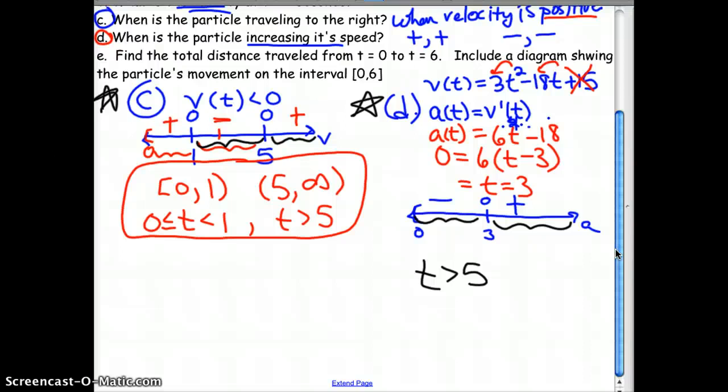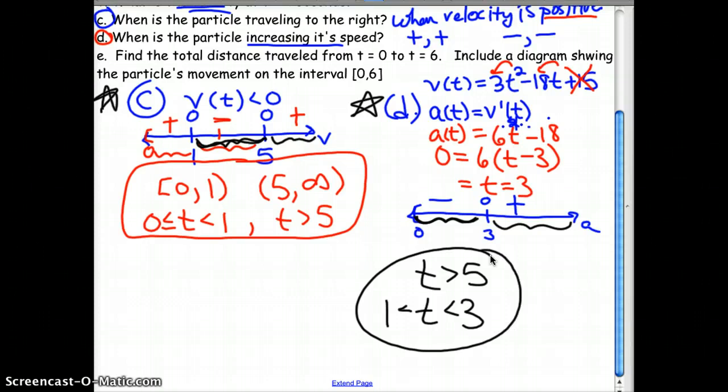So it's going to happen from 1 to 5 here and only from 0 to 3 here. So I'm looking at where there's a crossover there, and that would be between 1 and 3 is where they both are. So I'd say my speed is increasing when it's greater than 5 because both are positive there, both acceleration and velocity, and between 1 and 3 because that's where both are negative.